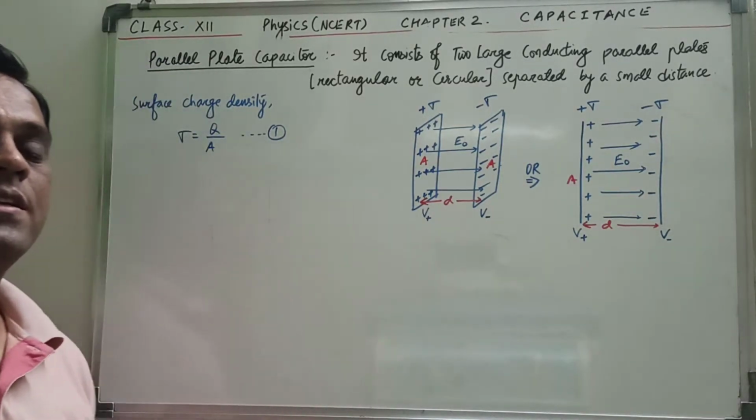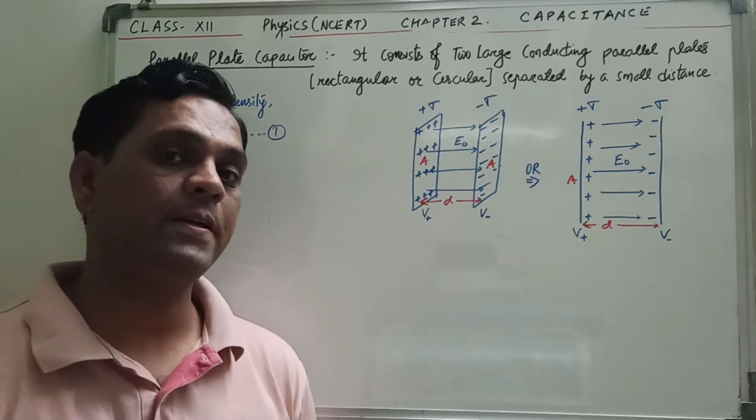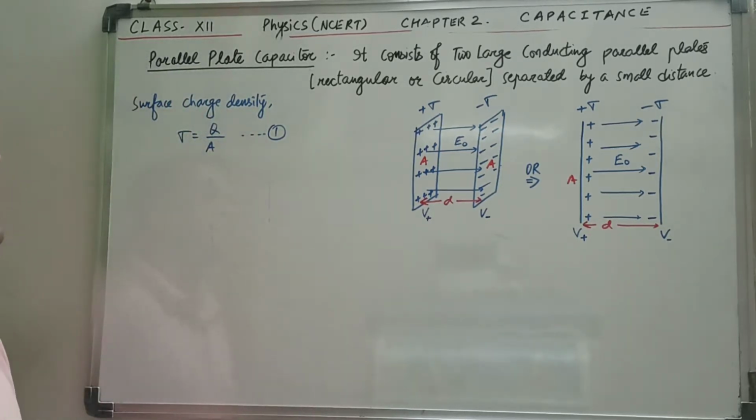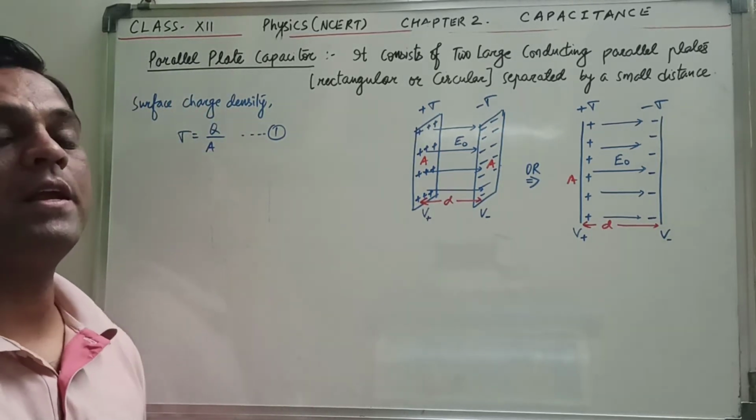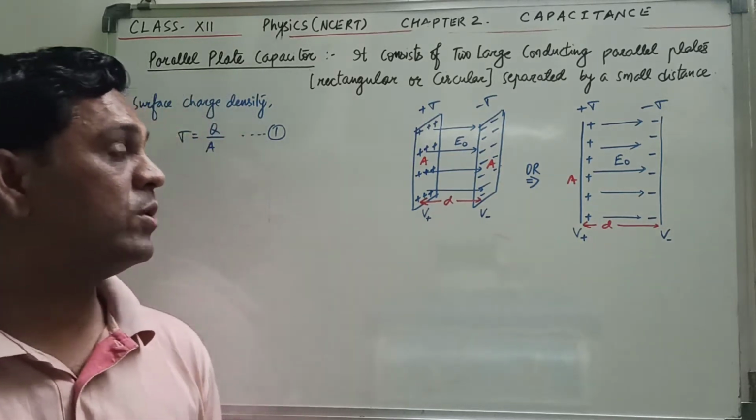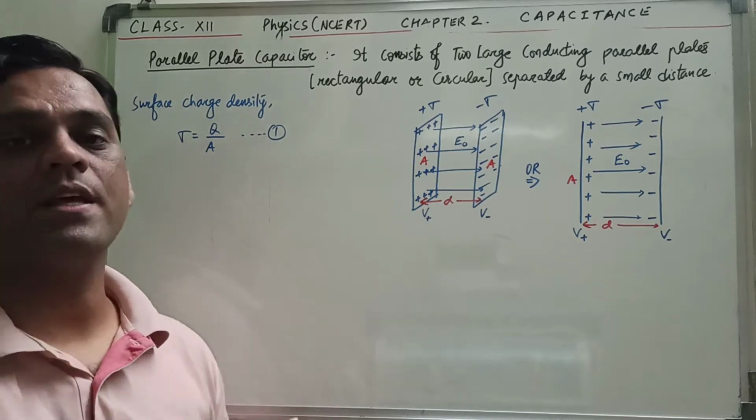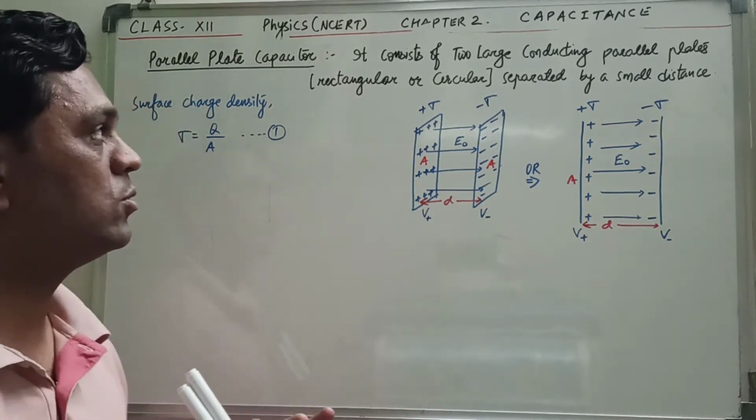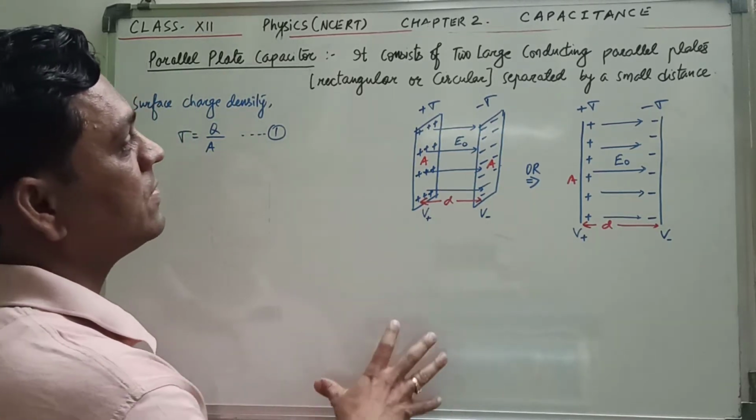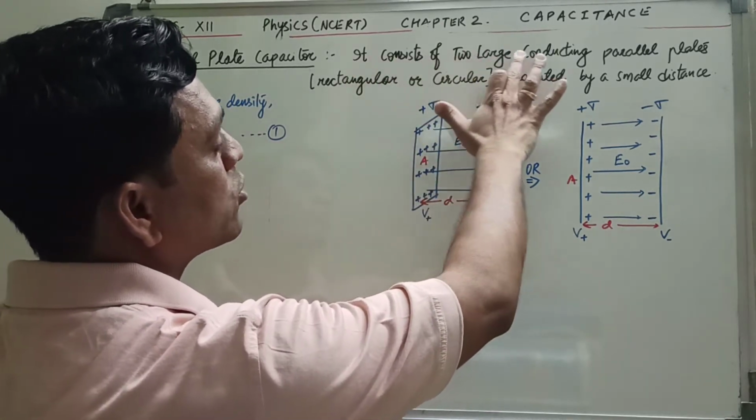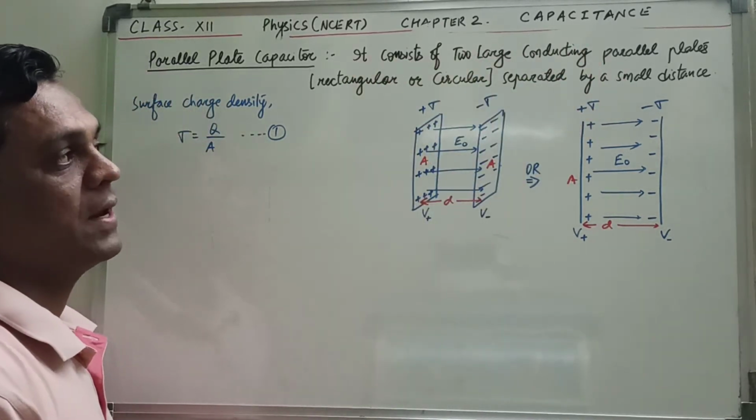So now we consider one of the types of capacitor. The first type we consider here is the parallel plate capacitor, correct? In a parallel plate capacitor, obviously there will be two conducting plates. We can see it consists of two large conducting parallel plates, correct?